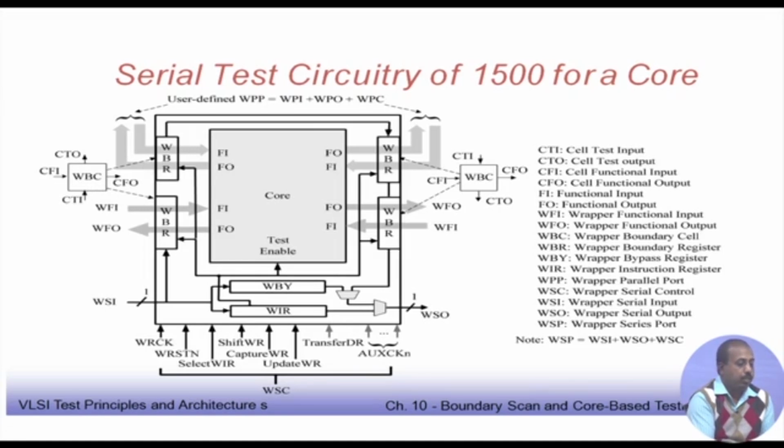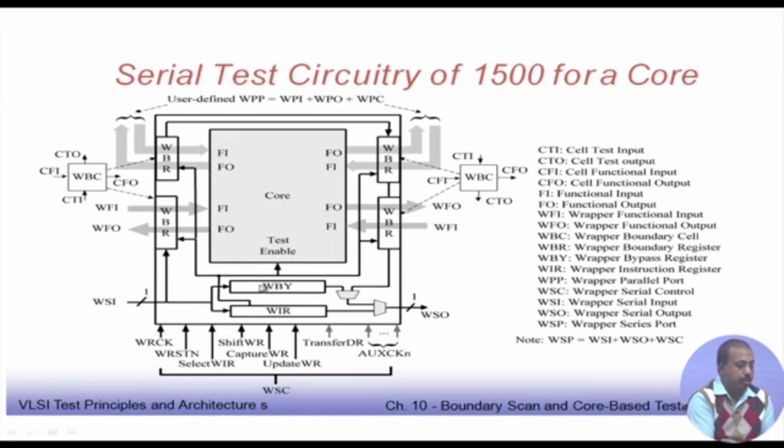If you are trying to do a serial shifting of test data, it can be done through this CTI. So, it can be transferred serially through the cell test input line. This WBR part is similar to the boundary scan register, except that it also has this parallel input, so from this functional input, it can come there.